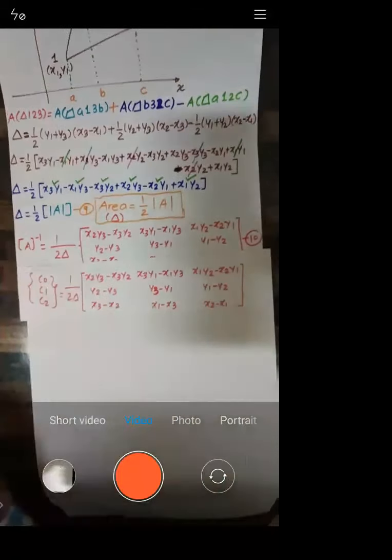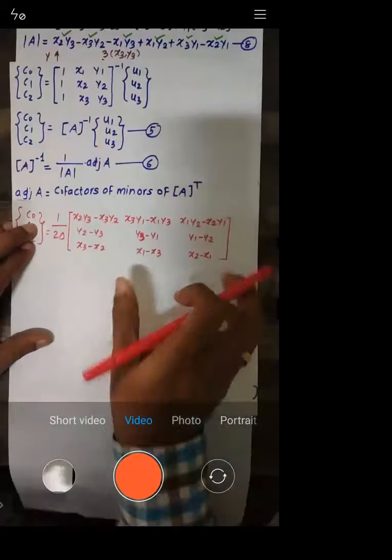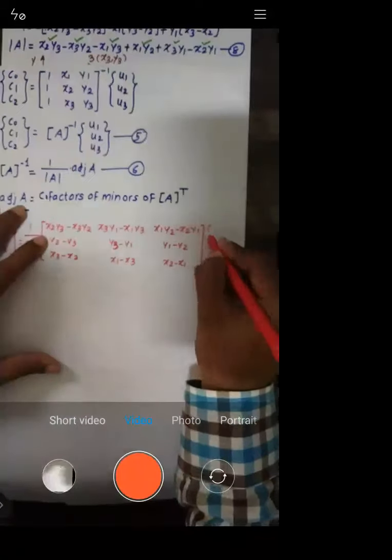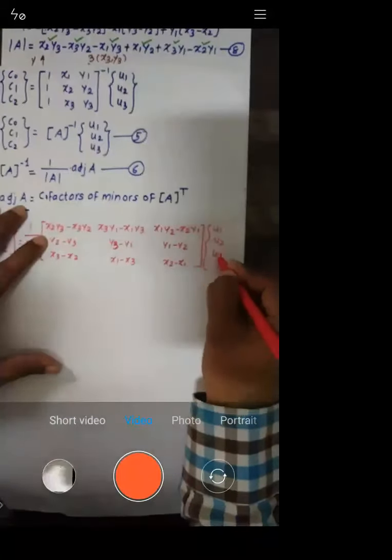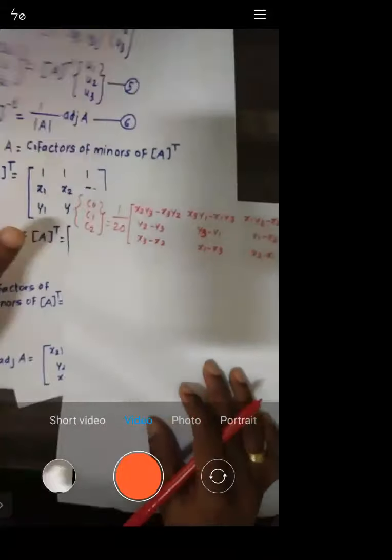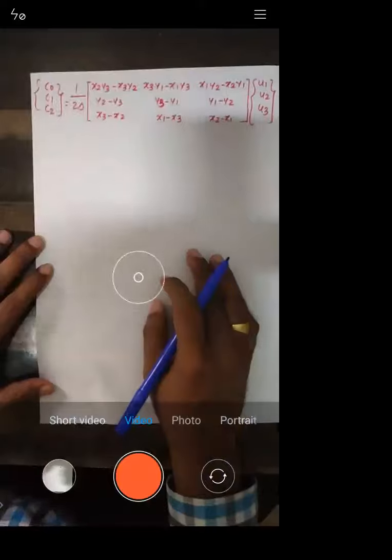You can check it. C0, C1, C2 is given by A inverse into U1, U2, U3. So I'll just write down into U1, U2, and U3. Right. So now we have these values U1, U2, U3. Let us now calculate the value of C0.